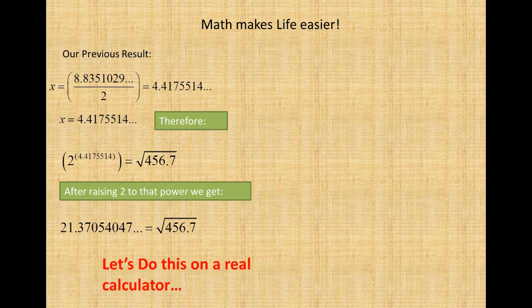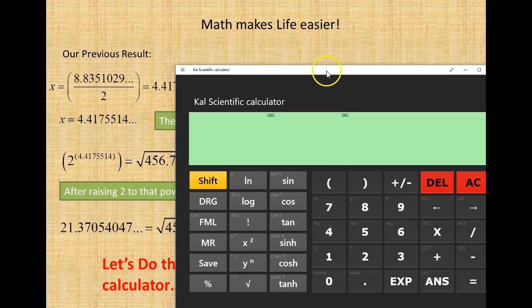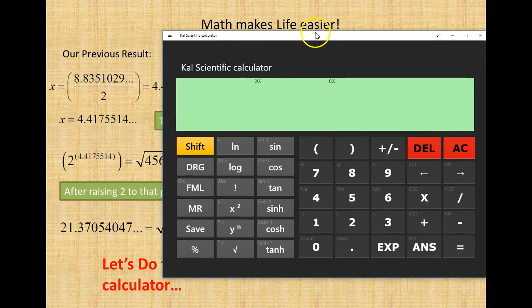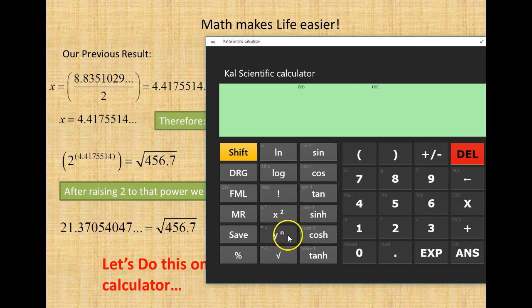Okay. Now, let's do that on a calculator. So the square root, where's square root on here? 456.7 in parentheses raised to the power of 0.5, which is 1/2, is equal to 21.37054, just like we had before. So that checks out.